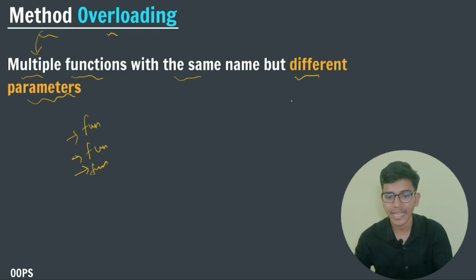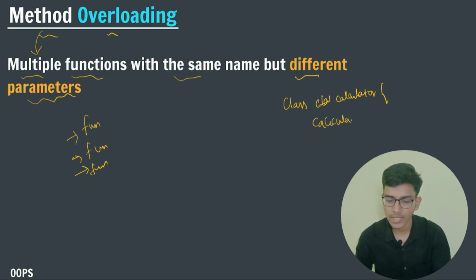Now let us take an example to understand that. Suppose I am creating my calculator. Here I am passing first of all addition. So for calculating addition, I am creating a function that is calculate.